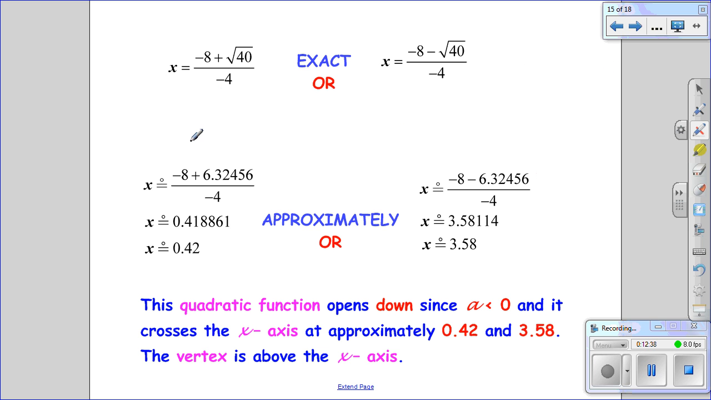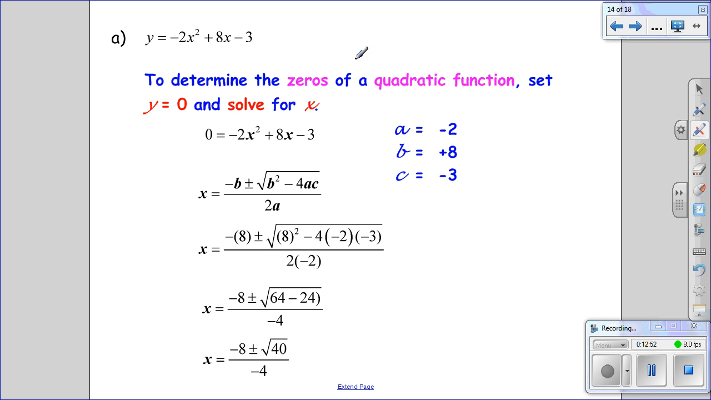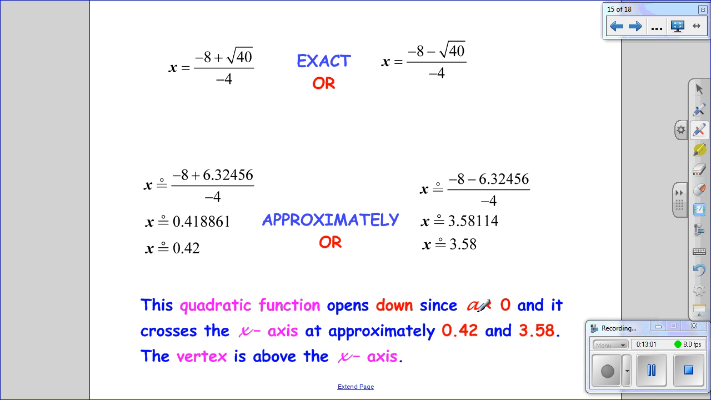We can branch off and take the square root of 40 on our calculator, do one answer where we've got positive 6.324 and one answer where we have negative, and we get two roots. Now, what do we know about this function? We know it opens down, and it's going to cross the x-axis twice because we got two roots. Okay, we know it opens down because a was negative.